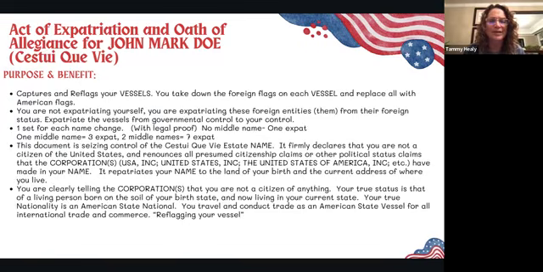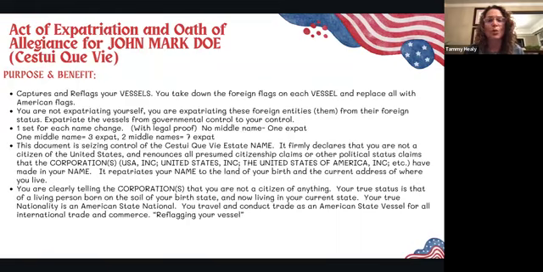You are not expatriating yourself. You are expatriating these foreign entities, them, from their foreign status. Expatriate the vessels from governmental control to your control. First set for each name change with legal proof.